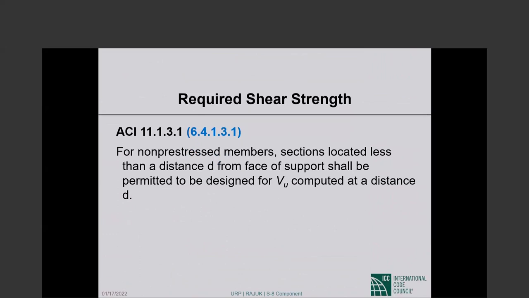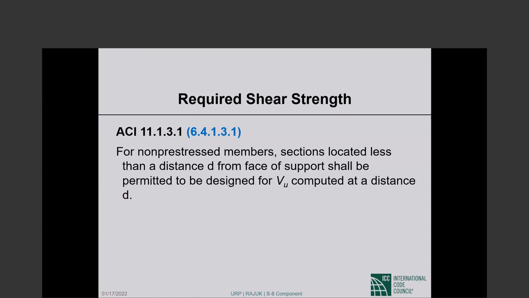Now, from this point onwards, it's ACI 318 and BNBC. As before, ACI 318 section numbers are in black, and BNBC 2020 section numbers are in blue. So this is mostly code language, unless I tell you otherwise.